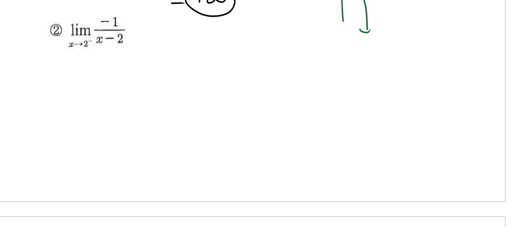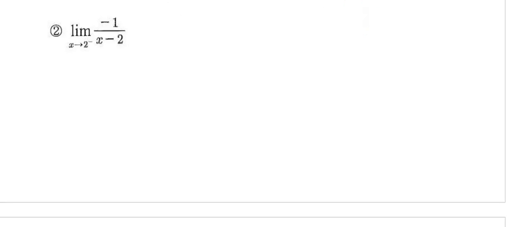Alright, so question number 2, another one-sided limit problem. This is a one-sided limit problem because there's a negative sign here in the corner. And if I plug in 2 there, if I did a direct substitution step, I would get 2 minus 2. So the top is -1 and the bottom is 0. So the numerator is okay, but the bottom is not good. So this is probably a vertical asymptote problem again.